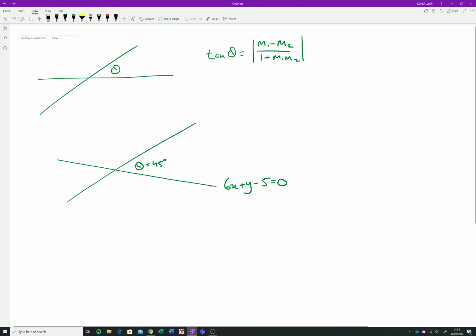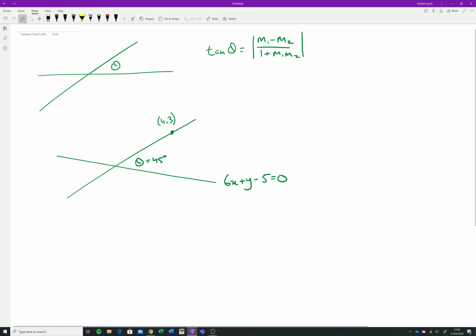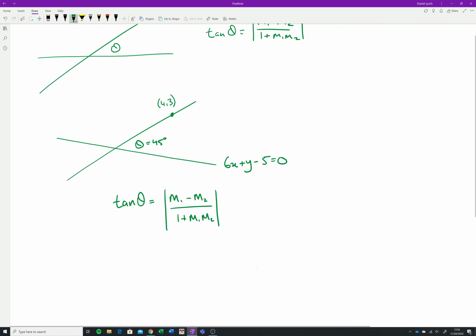We're also told that this other line goes through the point, I think it's (4, 3). So that's what we're told. All we have to do is use the formula. The formula, as we've just written above, is that tan theta is equal to the absolute value, or plus or minus, whichever way you want to think of it, of (m1 minus m2) over (1 plus m1 m2). And we can just fill in the values here.